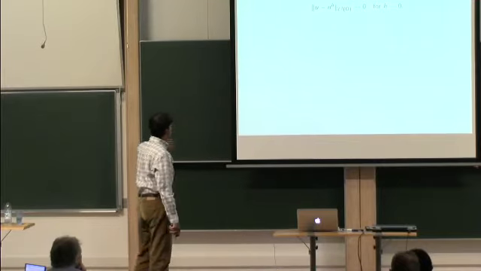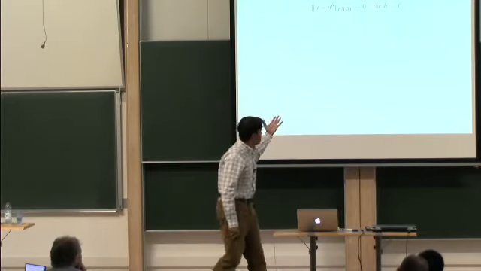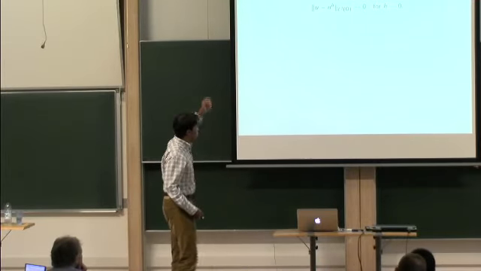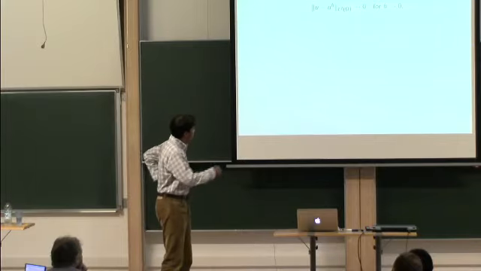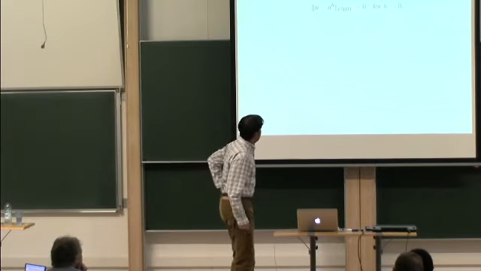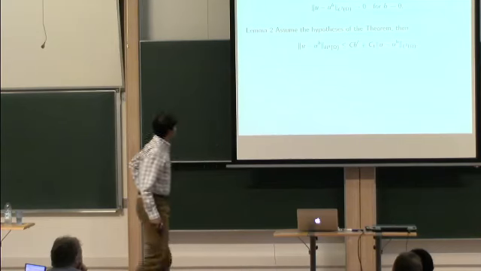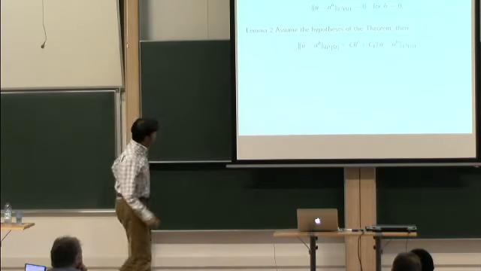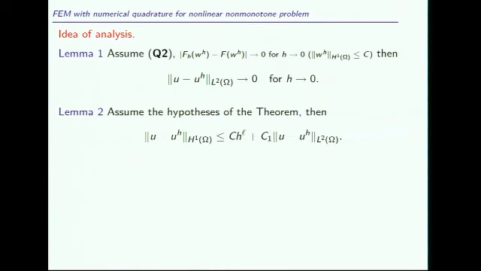The first result, in the spirit of Feistauer, who did even a stronger result but only for piecewise linear elements, is that you can show u minus u_h converges to 0 for h going to 0. The second result is, if you assume the hypotheses of the theorem, you can show an H1 error estimate, optimal, but you have a tail here which depends on the L2 norm.